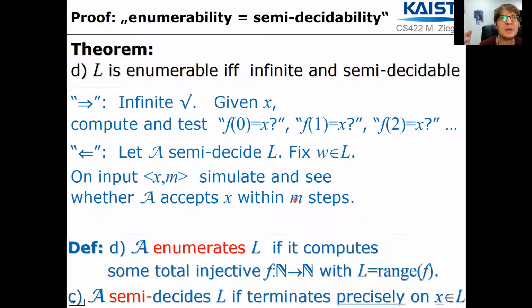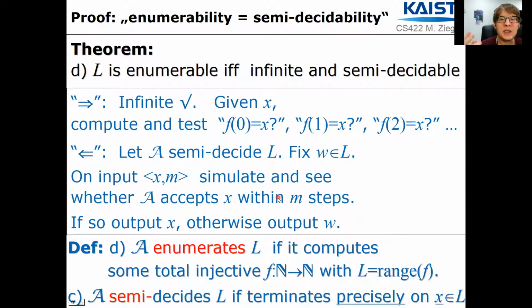Simulating for a fixed number of steps is what allows us to guarantee that our new algorithm indeed terminates. If the algorithm A does not terminate, which will happen a lot since it's supposed to semi-decide only, then the simulation will not terminate either. But by including this kind of instruction counter, simulating only the first M steps of the algorithm A, we ensure that our simulation will also terminate. And once it terminates, our new algorithm will look at what has happened in the simulation so far.